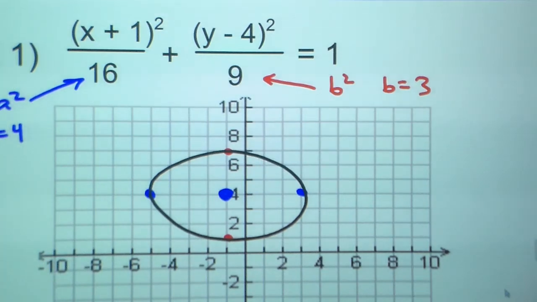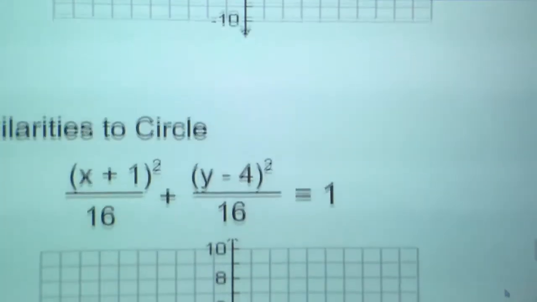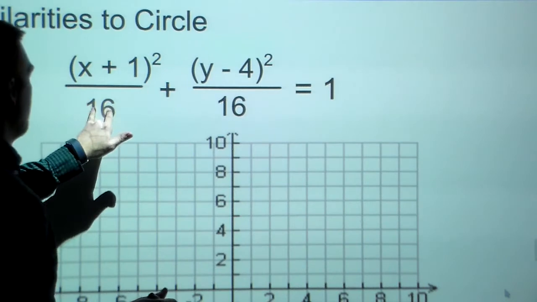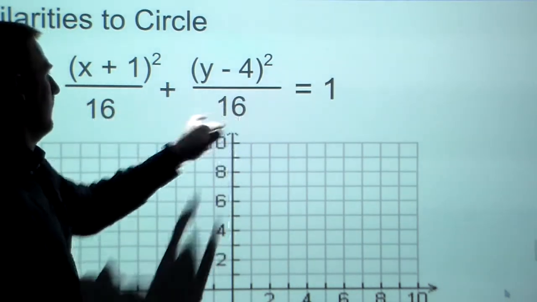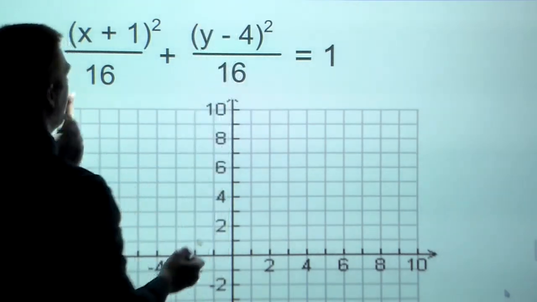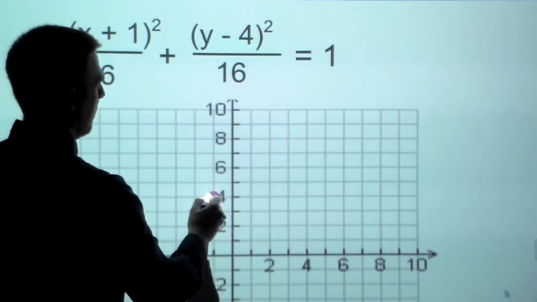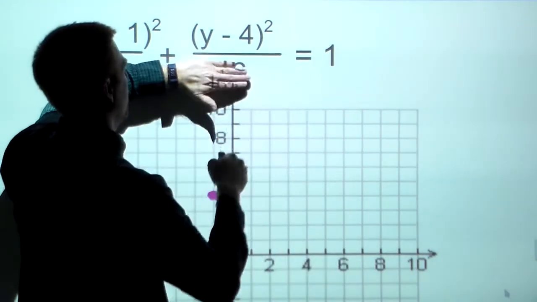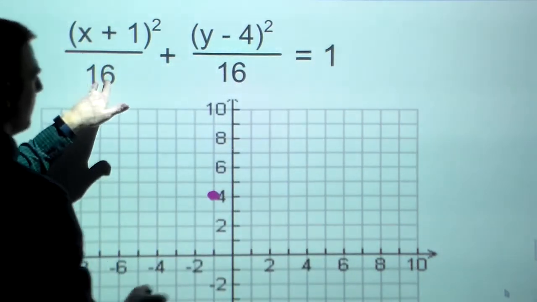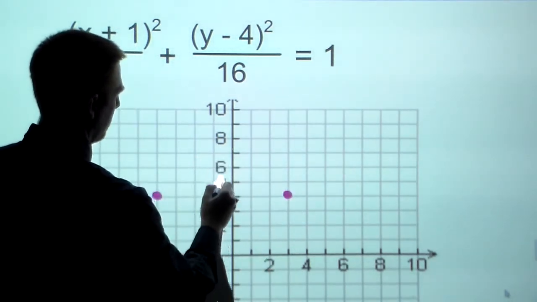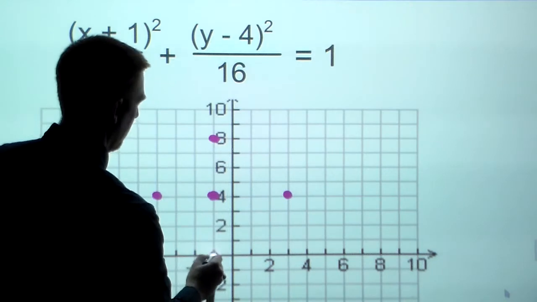So let me compare this to a circle, and then we'll get into definitions. So, similarities to a circle. This is really similar to the example I just did, except I made it 16 on the bottom of both of these. So center point, same place as that ellipse we just did, -1, 4. And if the 16 was over there, it would look just like a circle. So this would mean go 4 left and right, go 4 up and down.